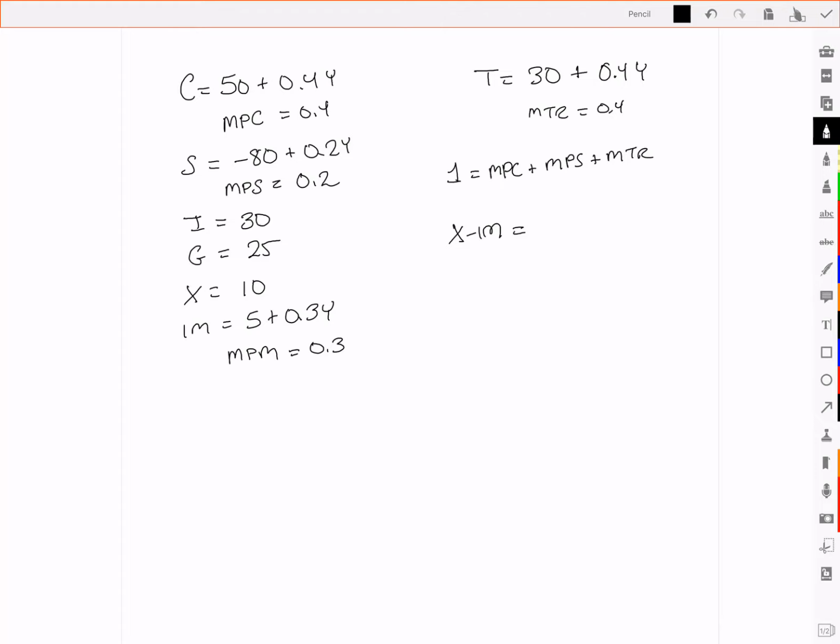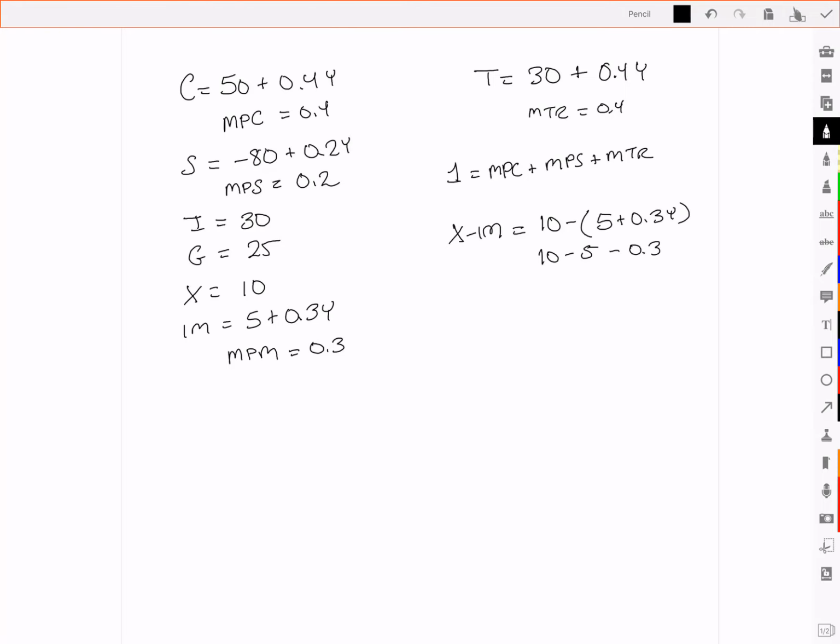To do this, we take 10 minus (5 plus 0.3y). And if you're subtracting an entire formula, then you need to make sure that the negative goes to both the negative 5 and to the negative 0.3y. And now what we're doing is combining the numbers that don't contain y and the numbers that contain y. So we end up with 10 minus 5, which is 5, minus 0.3y.